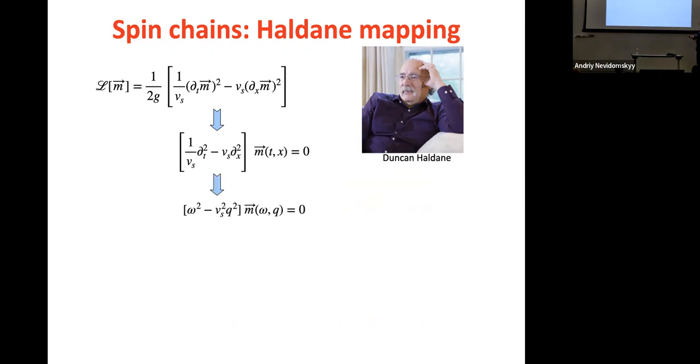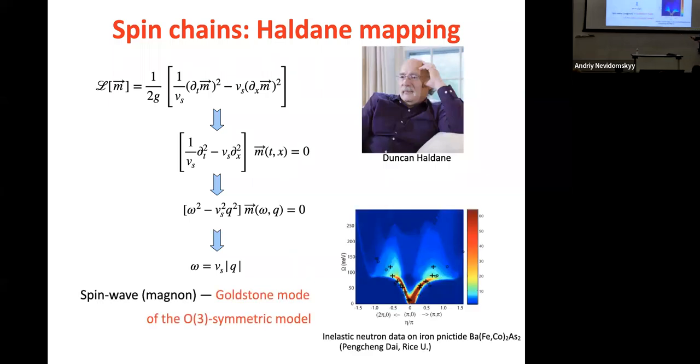And if I were to take a time derivative, you see that what it gives you is a linear dependence between the frequency and momentum. In fact, this is nothing else but a Goldstone mode in an O(3) symmetric model. It's a magnet. So here's a result from our own Pengcheng Dai, who's here in the audience, of inelastic neutron data on barium-122. It's an iron pnictide compound, and you can see this beautiful linearly dispersing peak.